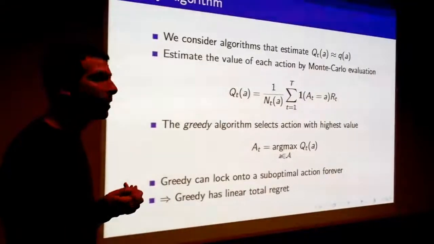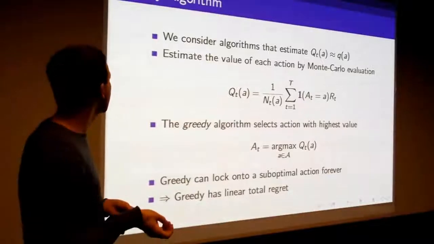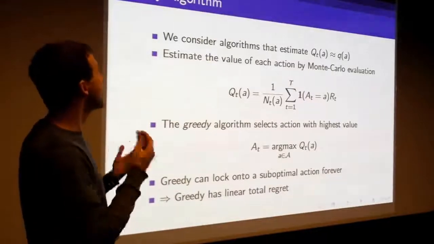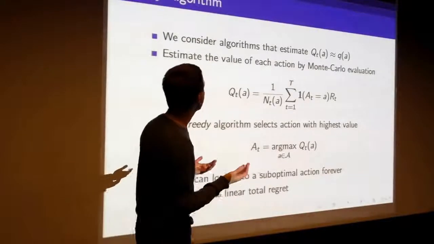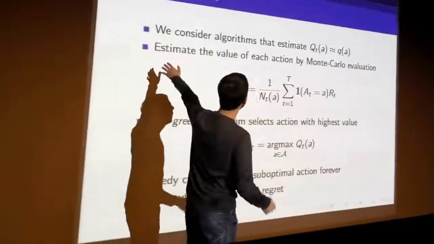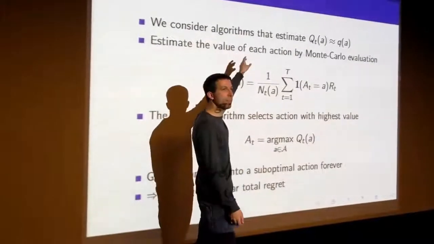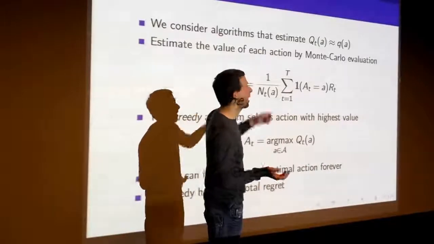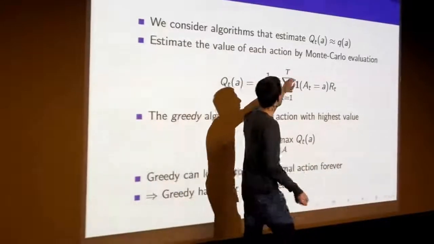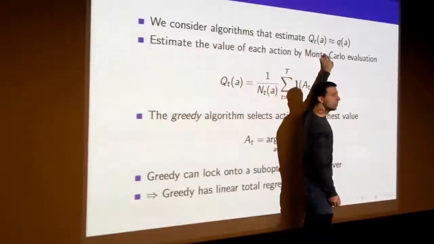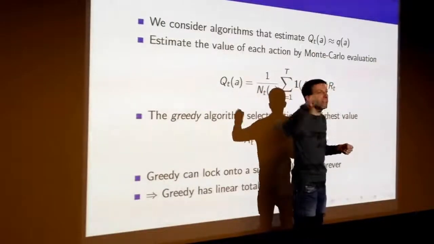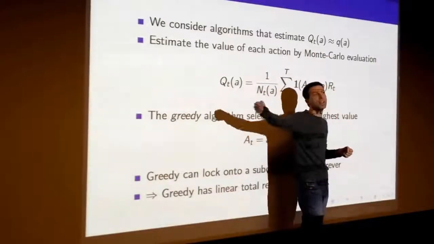But let's just start by considering the myopic cases first of all. So let's start off with the greedy algorithm. Let's start by considering our usual type of algorithms that basically do Monte Carlo learning, taking means. We're going to consider each of the arms now. We want to know how good is that arm.